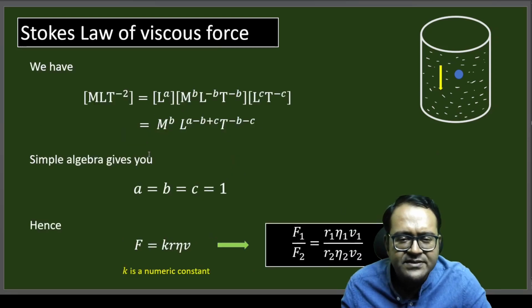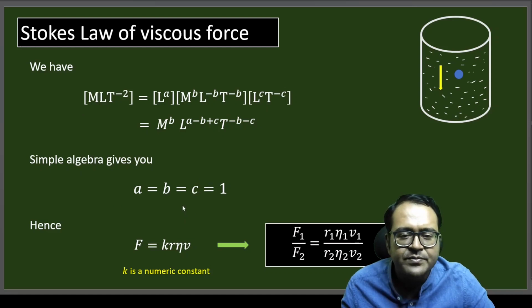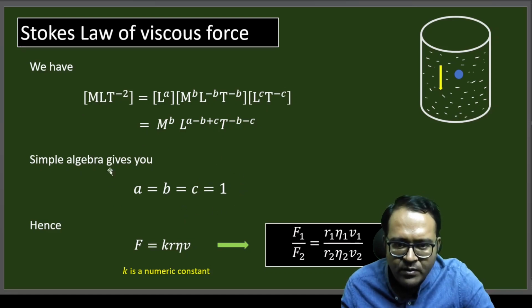That simple algebra gives you a equals b. Also, M gives b equals 1. Then a minus b plus c is 1, and minus b minus c is minus 2. That simple algebra, do it yourself, gives you a equals b equals c equals 1. All the a, b, c are 1.